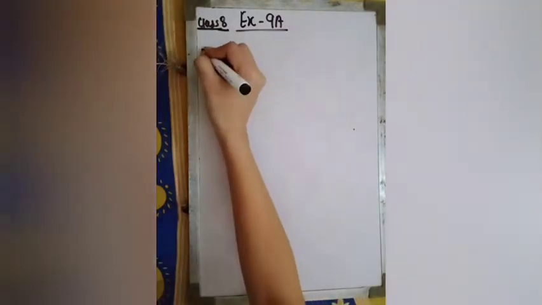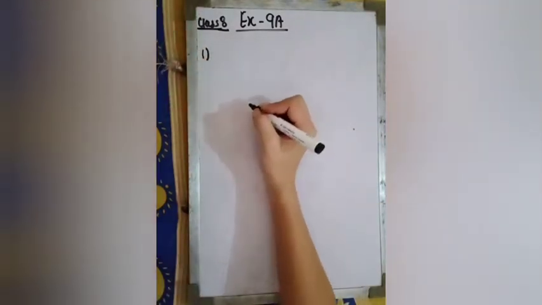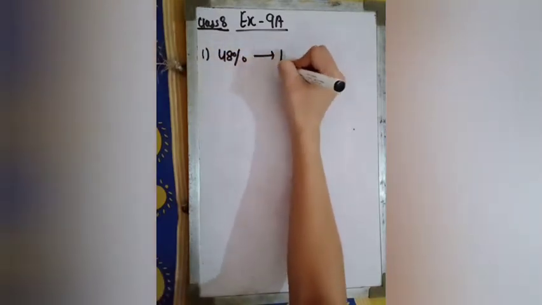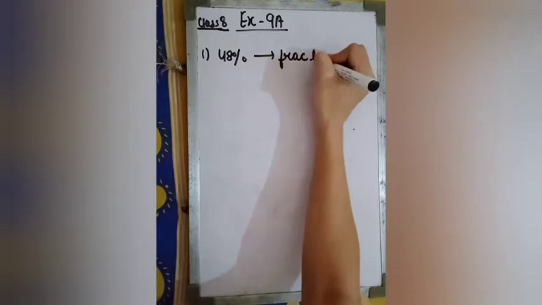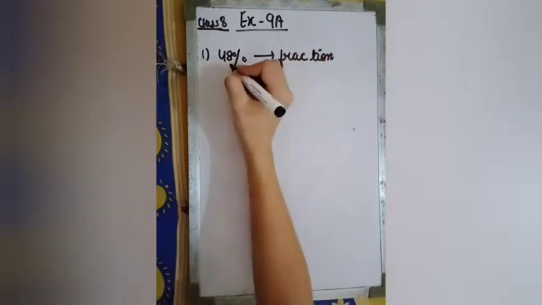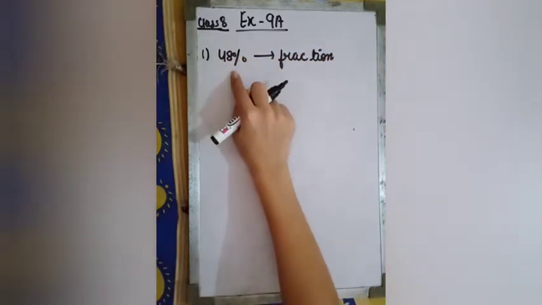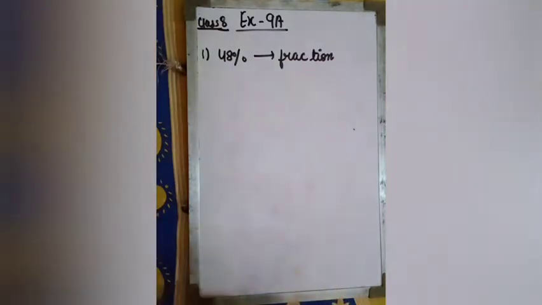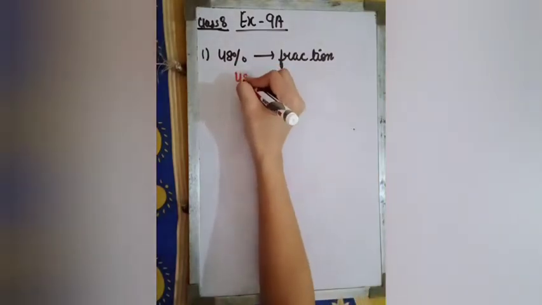They are saying express as the fraction. The number is given in percent and you have to express it into the fraction. How will you do it? I told you earlier, whenever you have to change a percent number, you have to remove the percent. And how do we remove the percent? To remove the percent sign, we divide by 100.